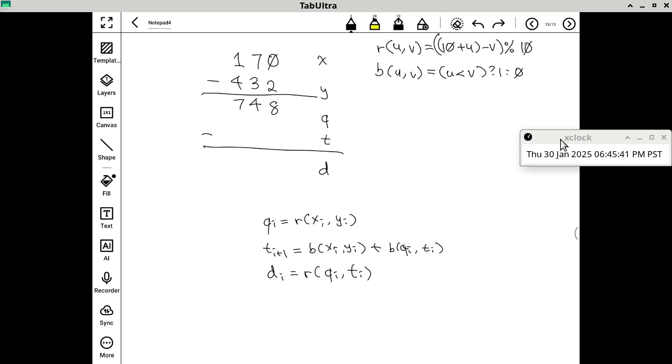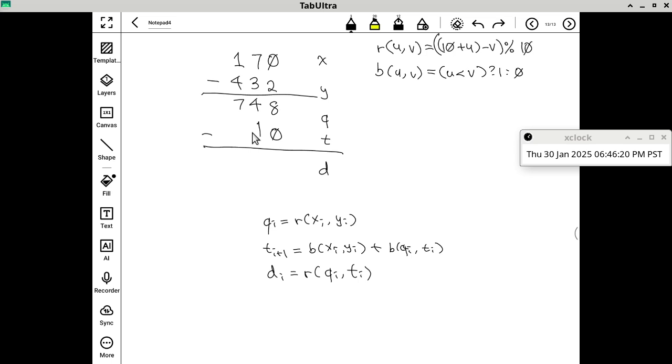But the definition of R is a little bit different. The definition of B is also a little bit different. So with that said, now we can go ahead and complete this calculation. There's always a zero assumed here. So when we apply t of i plus 1 to compute t of 1, we have to look at b of x0, y0 plus b of q0, t0. b of x0, y0 is a 1, b of q0, t0 is a 0, 1 plus 0 is a 1. So we put a 1 over here.